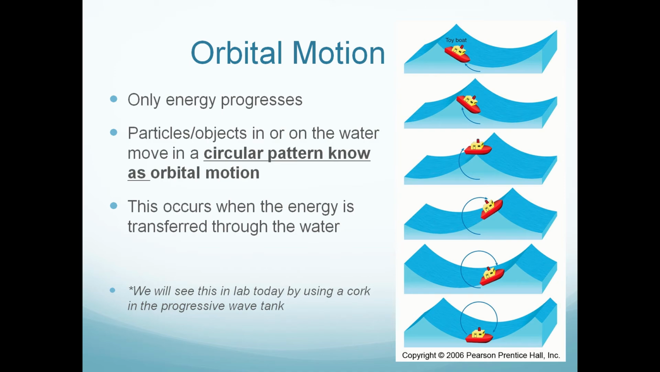Particles and objects in the water will exhibit a specific circular pattern known as orbital motion. This occurs when energy is transferred through the water vertically. See the boat pictured here as an example. The boat moves in a circular motion on top of the wave. The energy moves through the toy boat until it completes one full orbit on top of the wave.